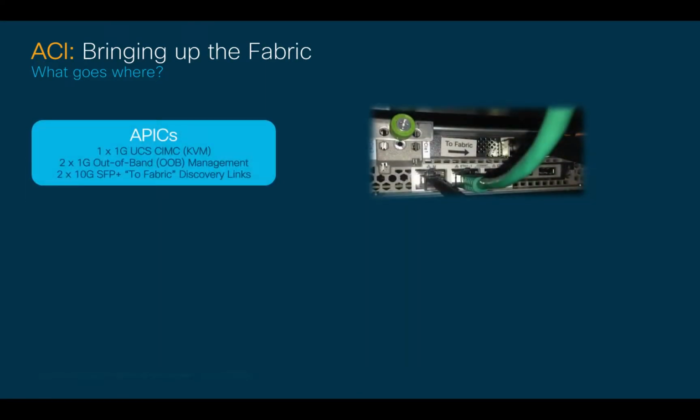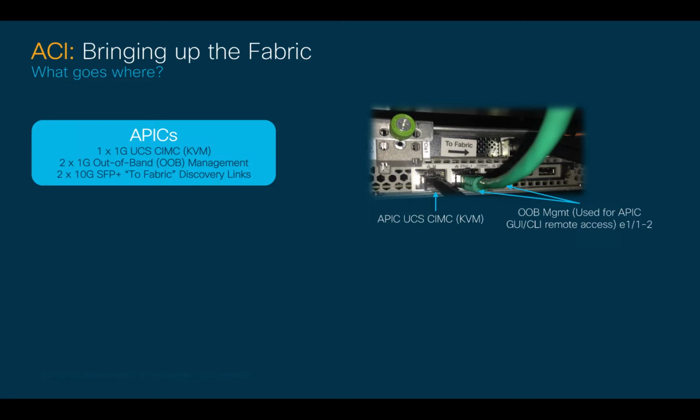Each of them will have 3 different connections. One is the UCS CIMC port, which will allow you direct KVM over IP access to the UCS server itself. This port has the letter M on top of it. Then we have 2 out-of-band management ports, which will be used to access the APIC GUI or CLI, which is where you will manage your whole ACI fabric from.